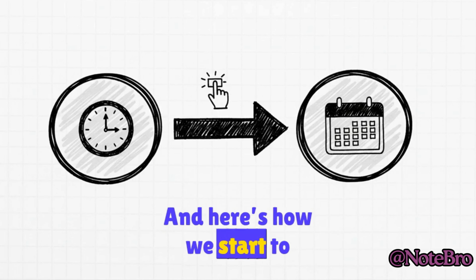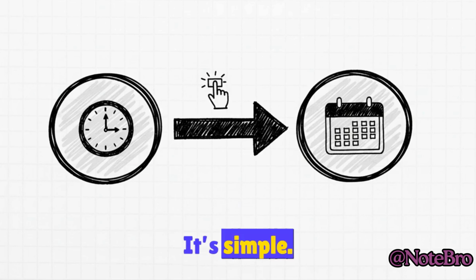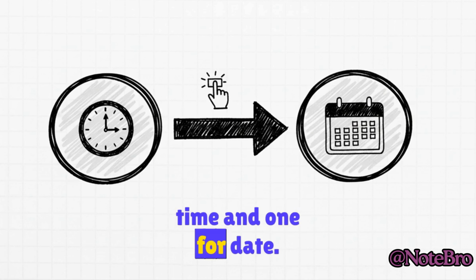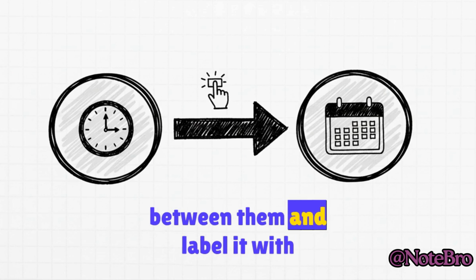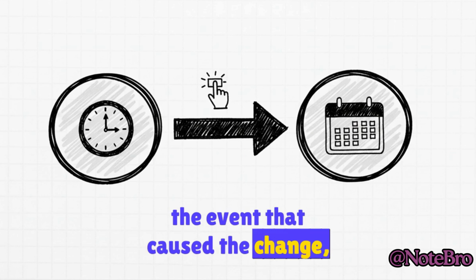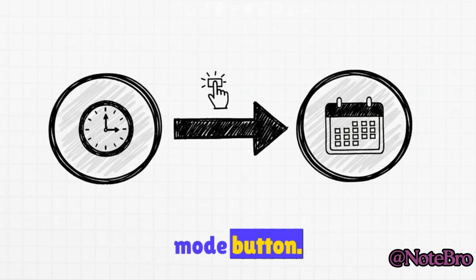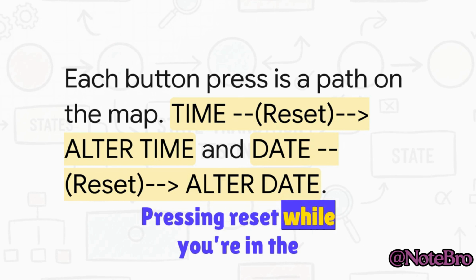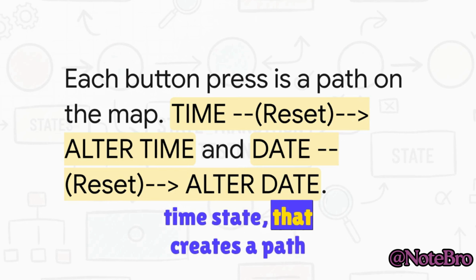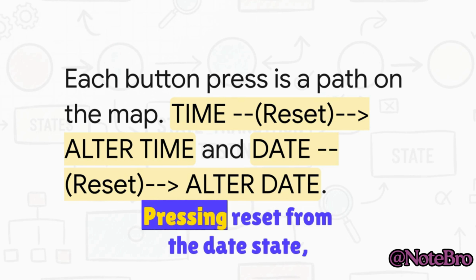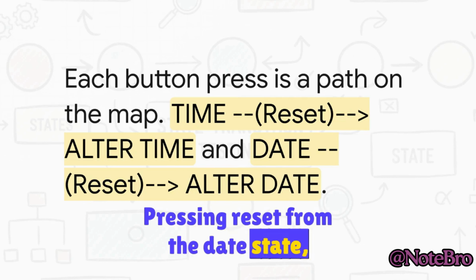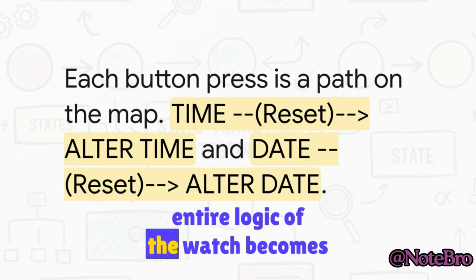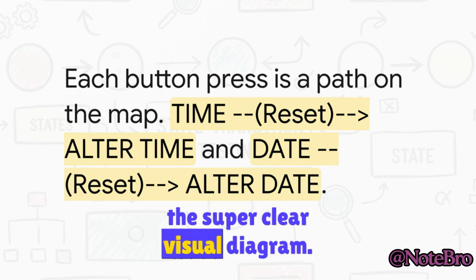And here's how we start to actually draw that map. We just represent each state as a little node, so one for time and one for date. Then we just draw an arrow between them and label it with the event that caused the change. In this case, pressing the change mode button. And from there, we just keep adding the other paths. Pressing reset while you're in the time state, that creates a path to alter time. Pressing reset from the date state, that's a path to alter date. And all of a sudden, the entire logic of the watch becomes this super clear visual diagram.